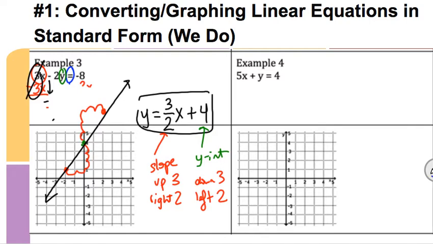Example 4, 5x plus y equals 4. Now some of you might be looking at this and might say, oh, well, we haven't done this. Actually, this is even more convenient because y is already by itself. Nothing is multiplying it. So all I have to do is split my equation at the equal sign and get rid of this 5x. What's the opposite of positive 5x? Negative 5x.